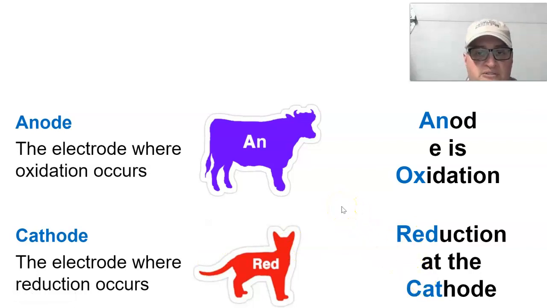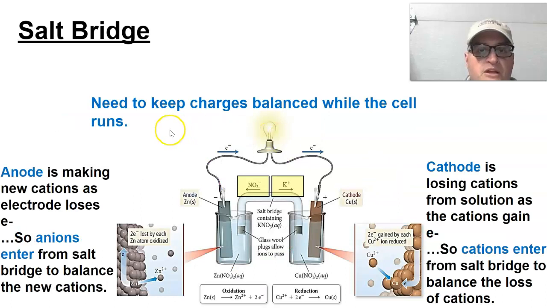Very simple to get confused, very easy points as well, which often will come up somewhere on the AP exam. So, there needs to be a salt bridge in order to balance the charges. The anode is making new cations, losing electrons, so anions enter from the salt bridge to balance. The cathode is losing cations from solution, so cations enter from the salt bridge to balance the loss.